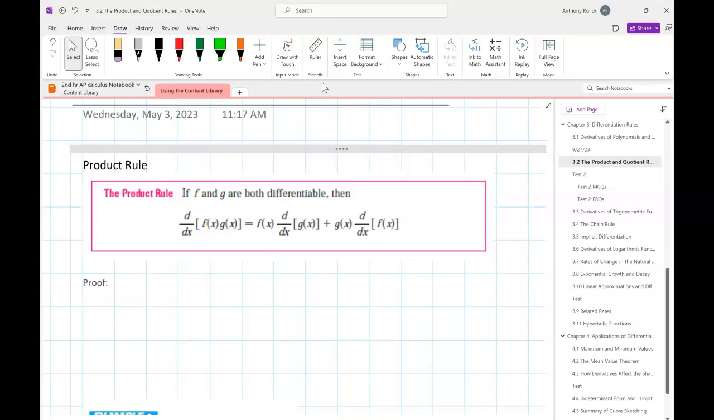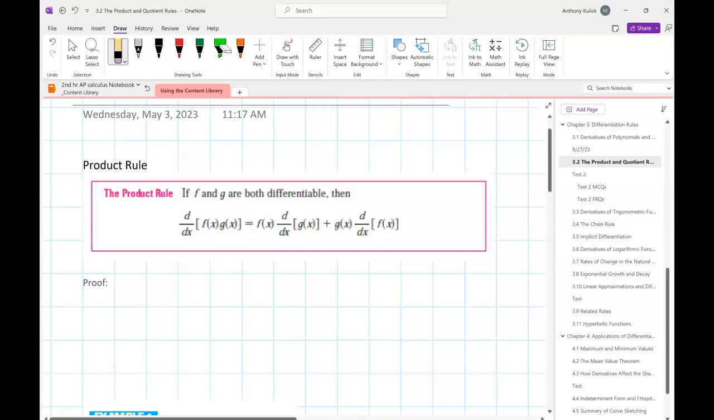And what the product rule says is the derivative of f of x times g of x is the derivative of g of x times f plus the derivative of f times g. It's f times the derivative of g plus g times the derivative of f, the way they have it written down.